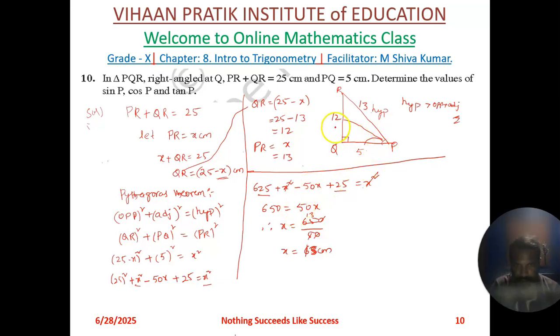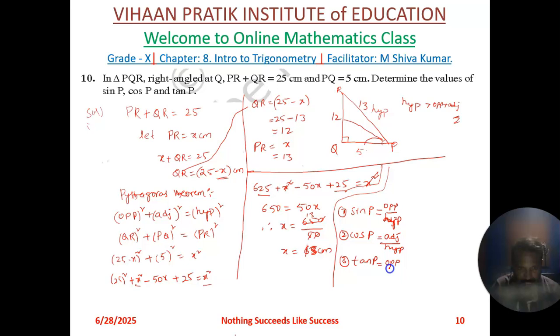Now we got the value of opposite, adjacent and hypotenuse. Now let's find the trigonometric ratios. We need to find only 3 trigonometric ratios: one is sin P, second is cos P, third is tan P. They are all basic or fundamental trigonometric ratios. Sin is opposite by hypotenuse, cos is adjacent by hypotenuse, tan is opposite by adjacent.